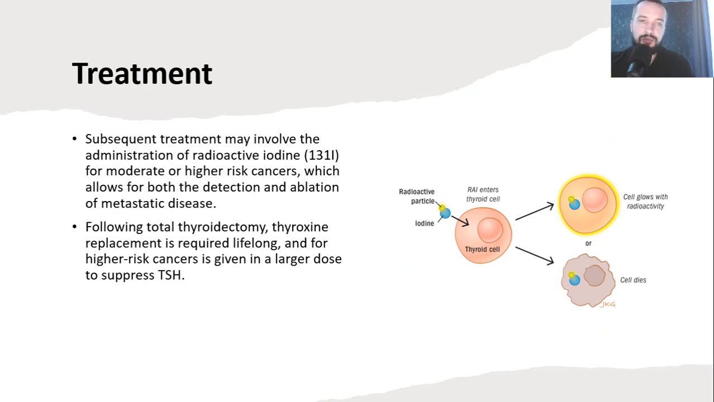Subsequent treatment may involve the administration of radioactive iodine for moderate or high-risk cancers, which allows for both the detection and ablation of metastatic disease. Following total thyroidectomy, thyroxine replacement is required lifelong, and for high-risk cancers is given in a larger dose to suppress TSH.